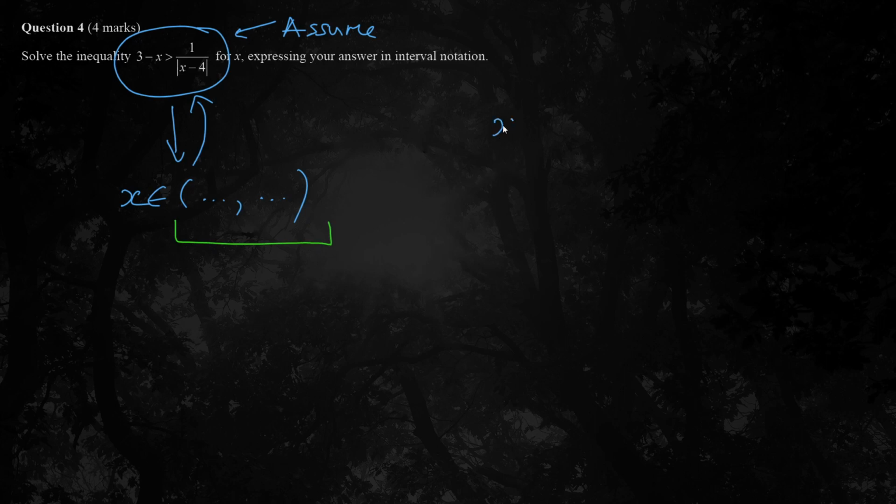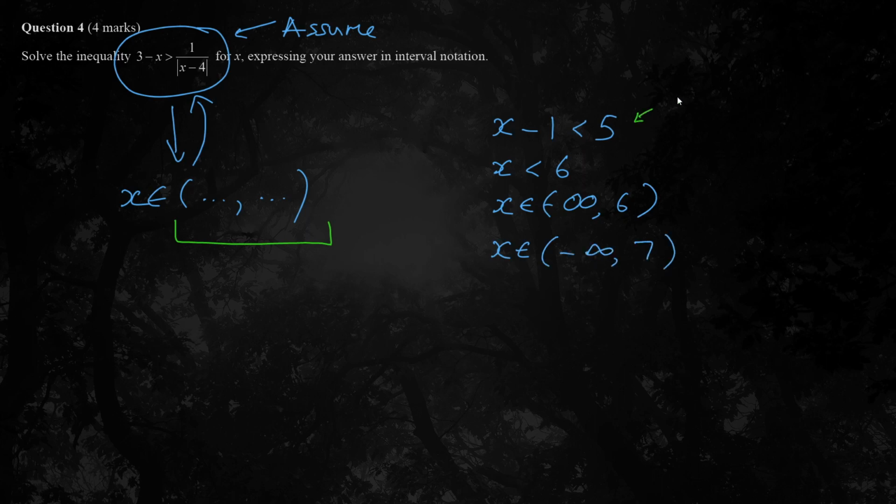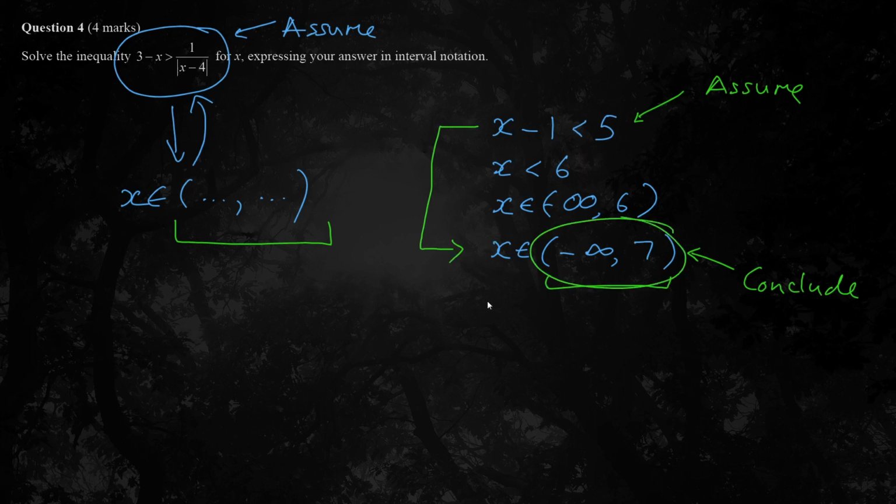So for example, suppose our original condition is that, I don't know, x minus 1 is less than 5. And suppose we solve this to find that x is less than 6. Therefore, x is in negative infinity through to 6. Well, we can also conclude on the next step that x is in negative infinity through to 7. If we've assumed this, then we can conclude this, right? And so it is actually logically true that if x minus 1 is less than 5, then x is in this interval. That's logically true. But we've actually got too many solutions here.